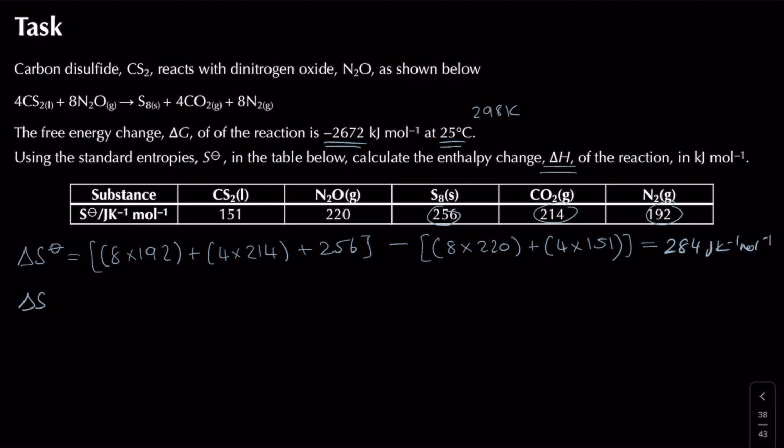Now of course the next thing is I need to find delta S in terms of kilojoules per Kelvin per mole. So in that case I take 284, divide by 1000, and I end up with 0.284, which is a positive number, kilojoules per Kelvin per mole. So yeah, there's my first part done.